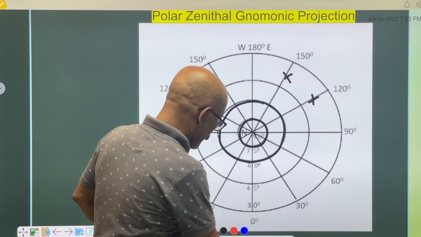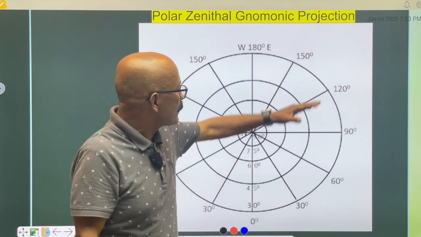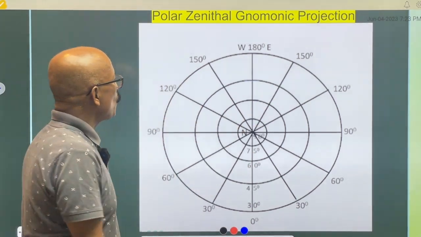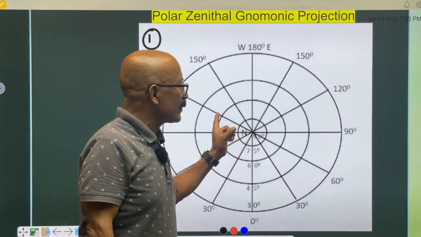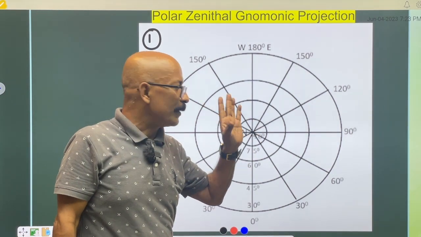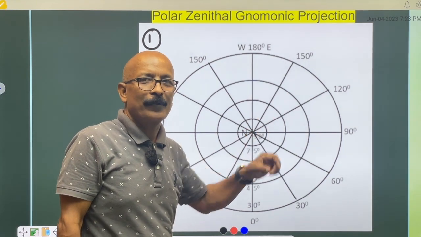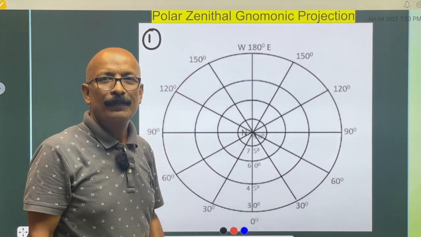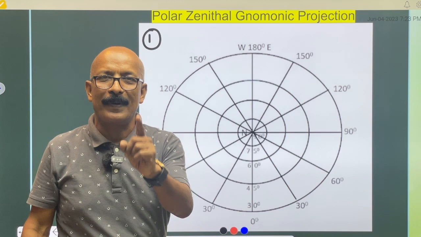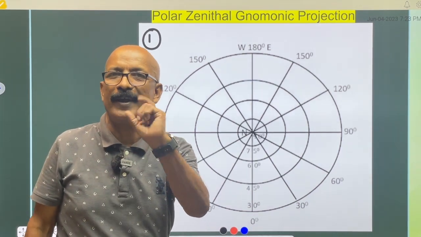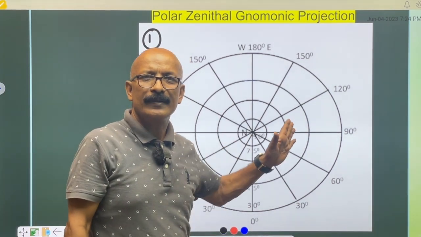So the concentric circles are parallels and the straight lines are meridians. Now, number one property: the parallels are concentric circles of radius r cot phi. You may write r cot phi because with the help of the formula r cot phi, in the construction of zenithal projections, we basically draw these circles. Number two, meridians are straight lines.